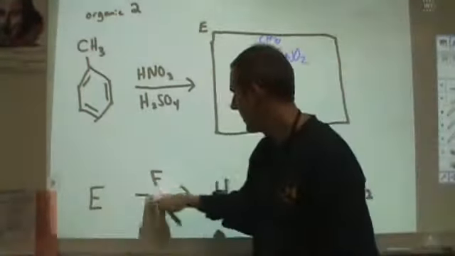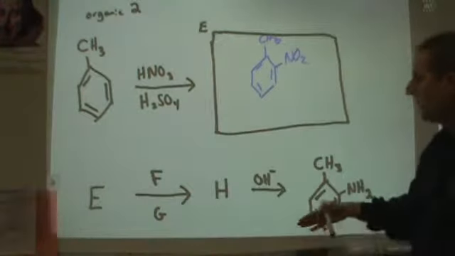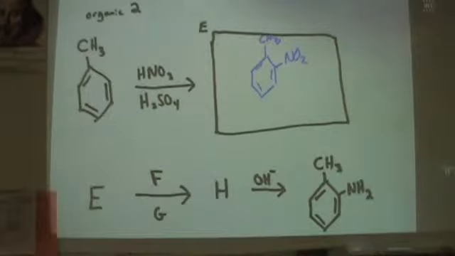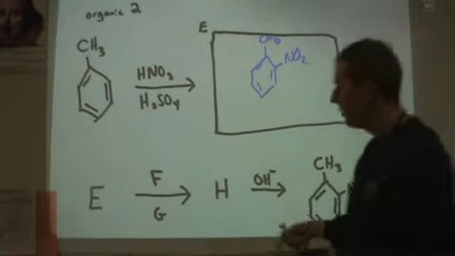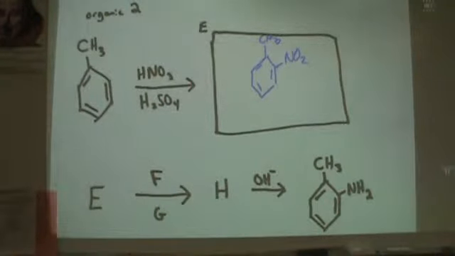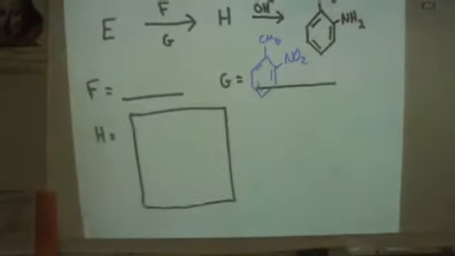It says I add something and a catalyst to E, becomes H, and then I add base to it, and I end up with this amine. So we're looking at a reduction reaction. So F and G are going to be something to reduce it, followed by something to catalyze that reaction.